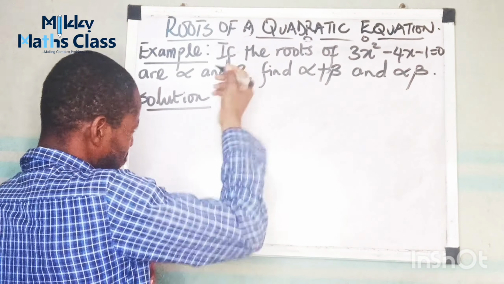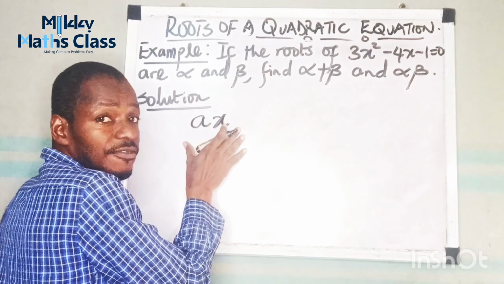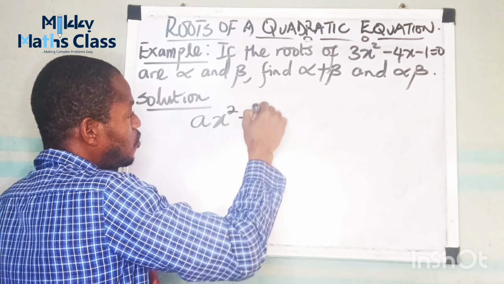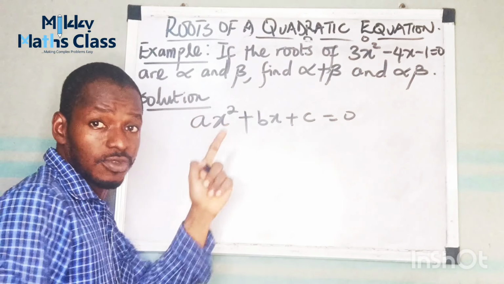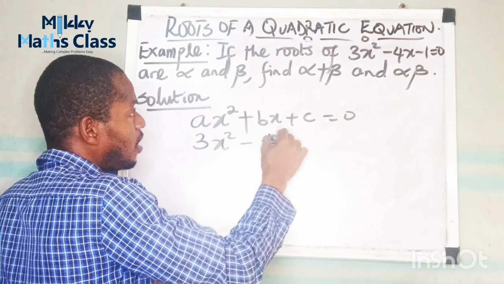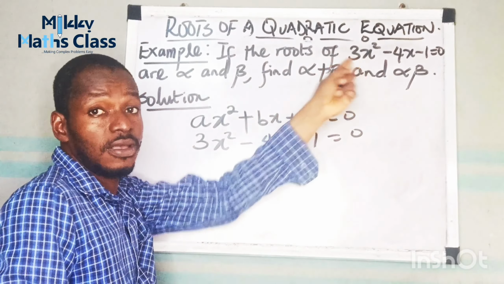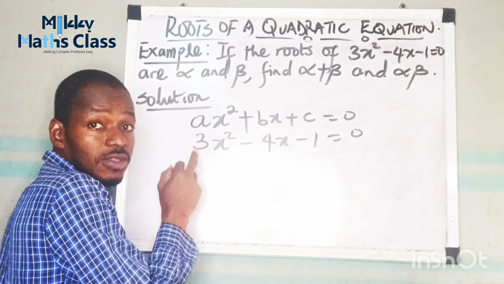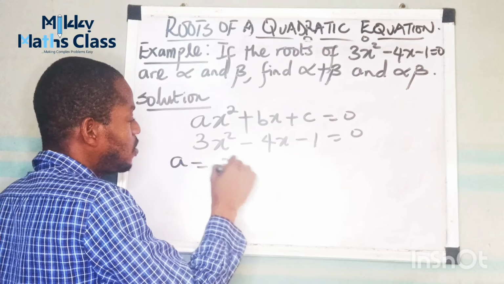Now the first thing, if you compare this quadratic equation to the standard quadratic equation form, ax squared plus bx plus c equals 0. Let's compare with the quadratic equation in the question, that's 3x squared minus 4x minus 1 equals 0. So bring out what our a is. A is the coefficient of x squared, which in this place is 3. So our a is equal to 3.